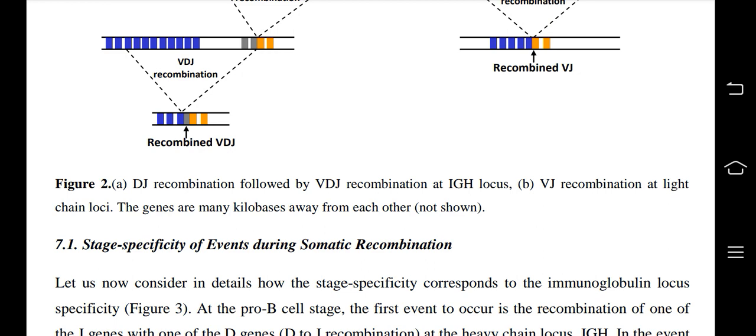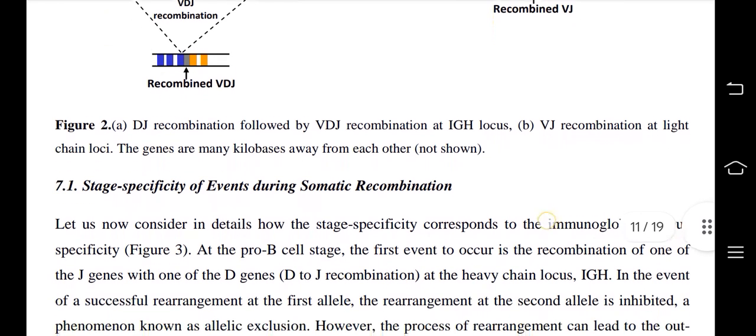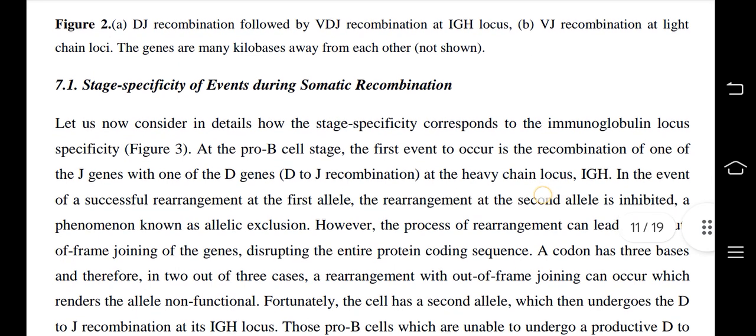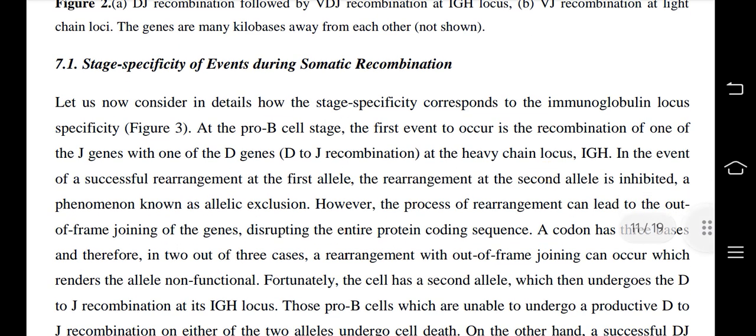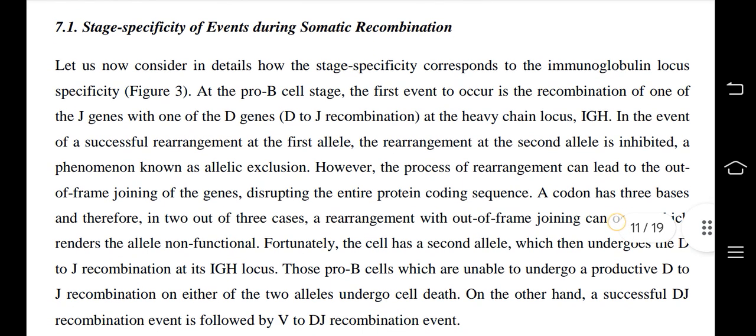Then, stage specificity of events during somatic recombination. Let us now consider in detail how the stage specificity corresponds to the immunoglobulin locus specificity. At the pro-B cell stage, the first event to occur is the recombination of one of the J genes with one of the D genes, D to J recombination at the heavy chain locus IgH.